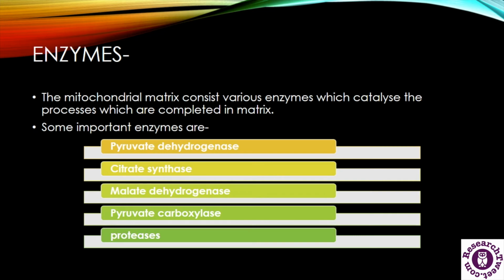The proteases are also a type of enzyme found in the mitochondrial matrix, which are used for amino acid metabolism. So these are some common enzymes which are found in the mitochondrial matrix.